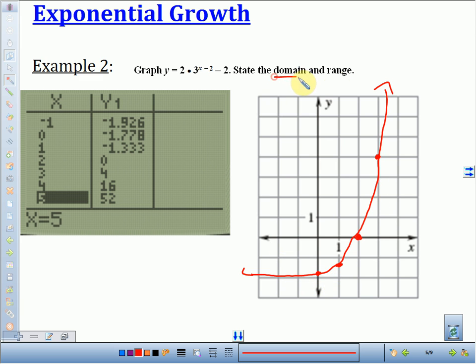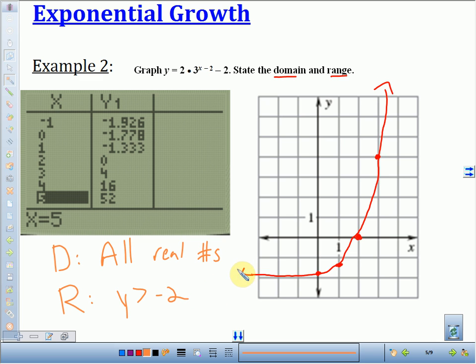I'm being asked to state the domain and range. Well, the domain, as we know, are the x values. And the domain for all exponential functions is all real numbers. The range of all exponential growth functions, all the functions we're looking at today, is going to be y is greater than the asymptote. And the asymptote here is at -2. That's that little imaginary line that we can't cross. So my range is y is greater than -2.